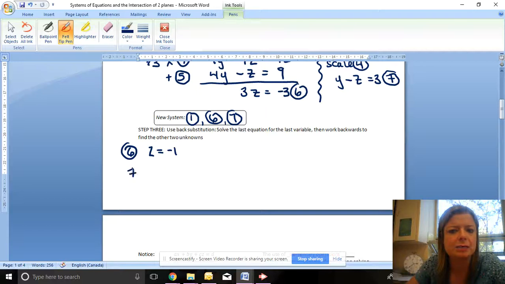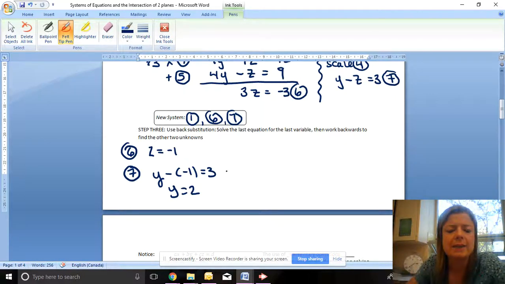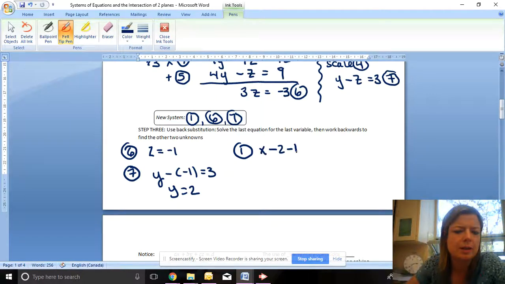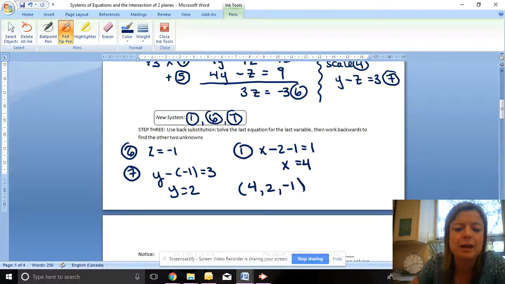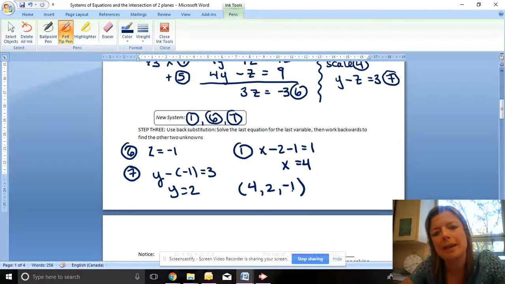Now I'm going to put that into equation 7, which only has y and z, to solve for y. So y minus negative 1 equals 3. So y equals 2. And then I can put that z and this y back into equation 1. x minus 2 minus 1 equals 1, and solve for x, which equals 4. So the solution to this system is 4, 2, negative 1. So this is the coordinate that satisfies all 3 equations.